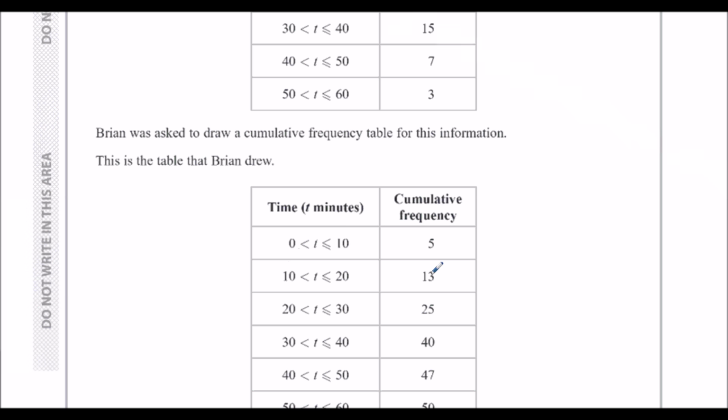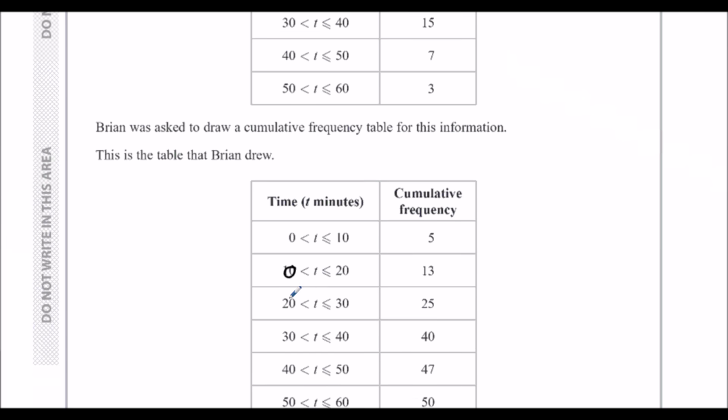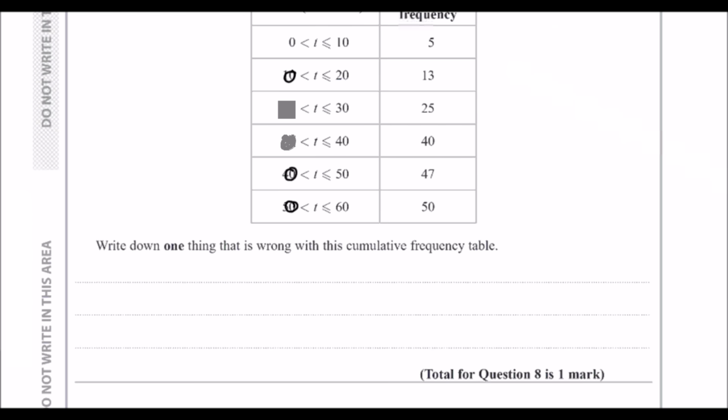So the 13 should be from 0 to 20. It is all of these people and all of these people. So the 0 to 10 group and the 10 to 20 group. So that makes it a 0 to 20 group. Then the next group should be 0 to 30 and 0 to 40 and 0 to 50 and 0 to 60. So what's wrong with his cumulative frequency table? The groups should all start at 0.